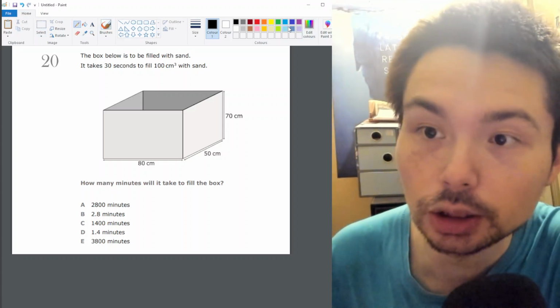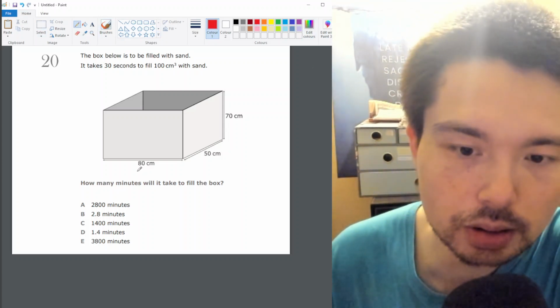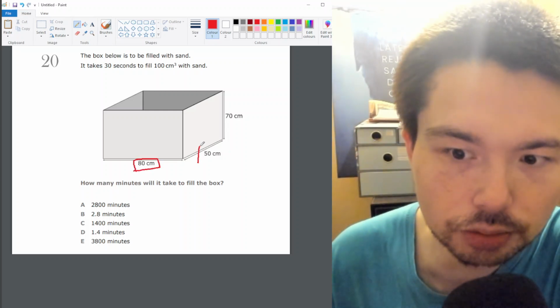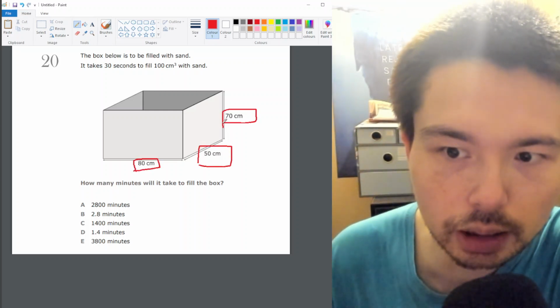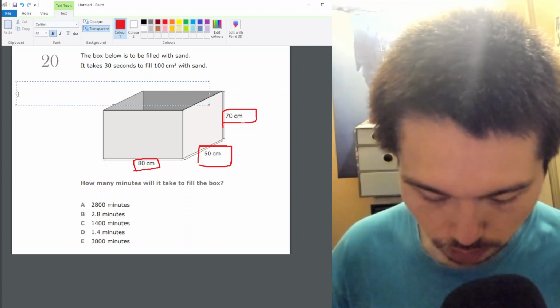Now, with these kind of questions, we care about volume. So volume is the space inside a 3D shape. What do we do with the three numbers? We multiply. Let's quickly work that out. Multiply two numbers at a time.